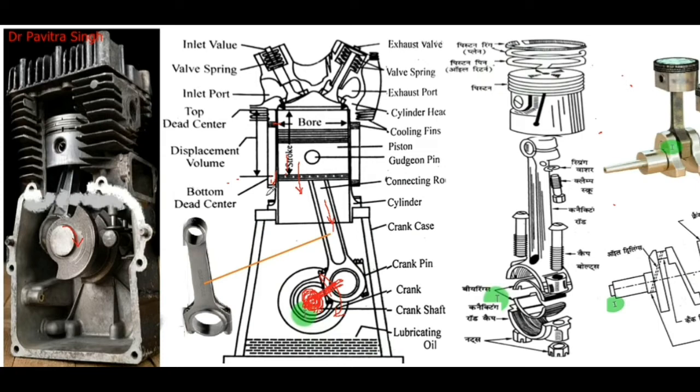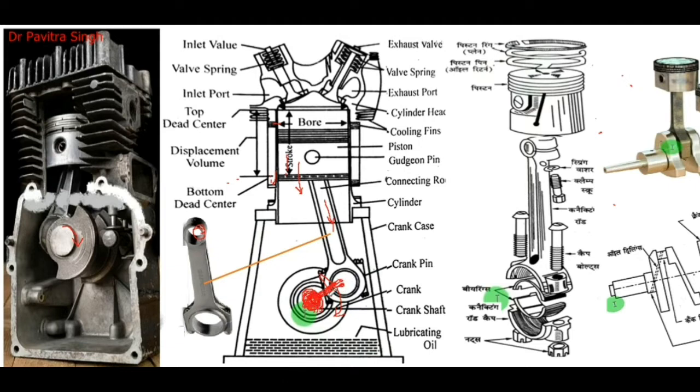Now we will talk about the connecting rod. So actually this is the connecting rod, which is connecting this piston to the crank. So this is actually the crank, and this is the crank pin. Okay, so this is the big end of the connecting rod, and this is the small end of this connecting rod. So this connecting rod is further connected with this crank. So this is the crank pin and this is called the crankshaft.